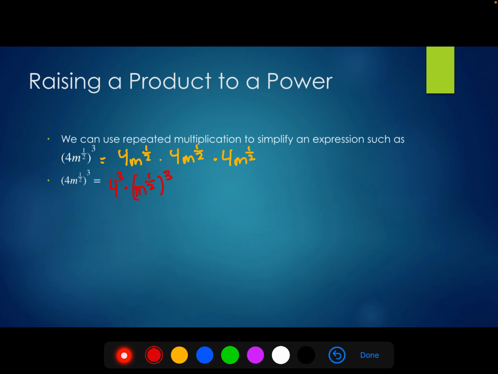All right, so we have a 4 to the third power here. That's 4 times 4 times 4. That gives us that 64. And now we have m to the 1/2 power raised to the third power. So here we're going to use that power to a power. So we have to multiply those exponents. So this is m to the 1/2 times 3. And then 1/2 times 3 is just 3 over 2. So we get that same answer of 64m to the 3 over 2 power. And that's how we do it, just like that.